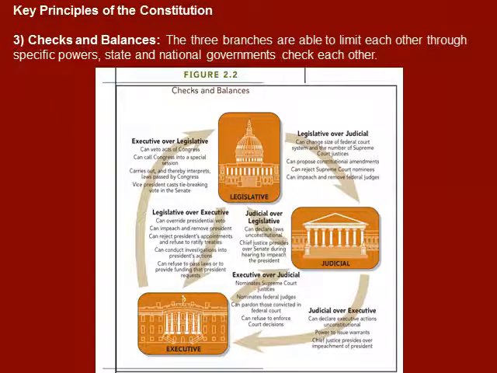With separation of powers, you have three branches that have unique powers, but the third key principle is the concept of checks and balances. Each of the three branches is able to limit one another, and able to have checks, if you will, on the other branches. And there's a whole chart here listing them, and we'll be talking about the different ways that different branches can limit the power or influence of the other two branches.